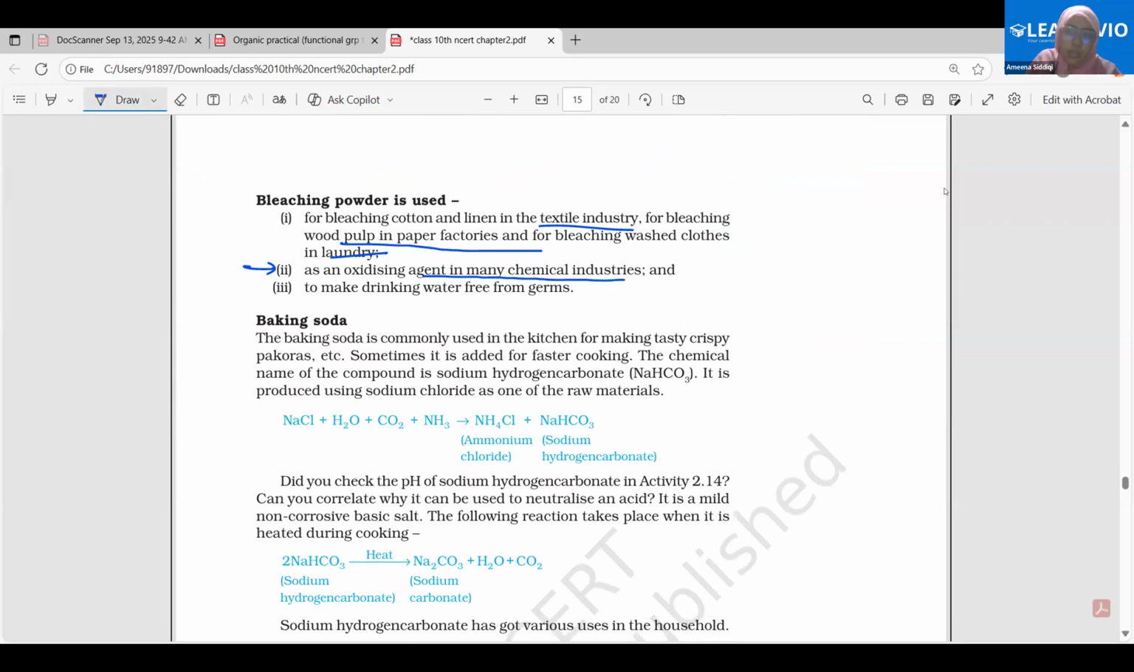Why can it be used as an oxidizing agent? Why and how can the bleaching powder be used as an oxidizing agent? Yes, because it has oxygen. An oxidizing agent will release this oxygen atom to other compounds, therefore it will act as the oxidizing agent to make drinking water free from germs. Again, the same purpose, basically as a disinfectant, okay?